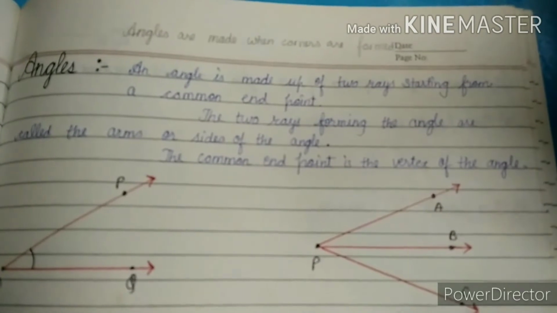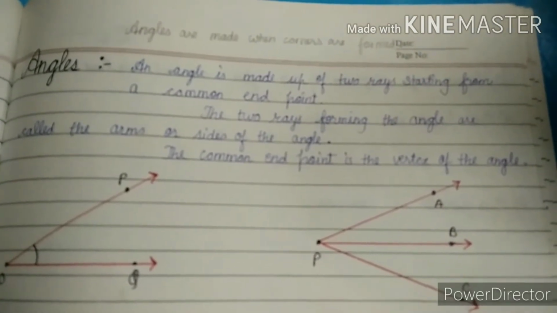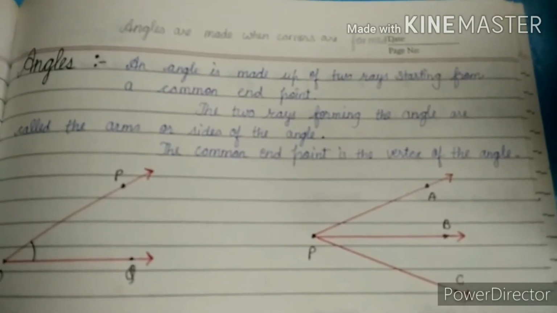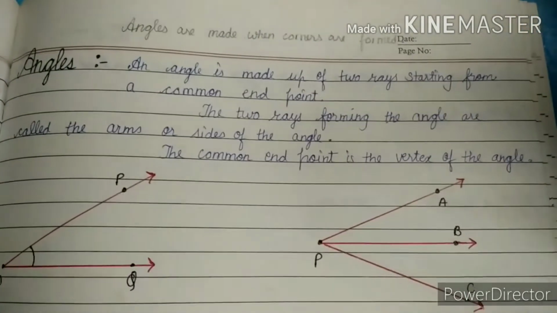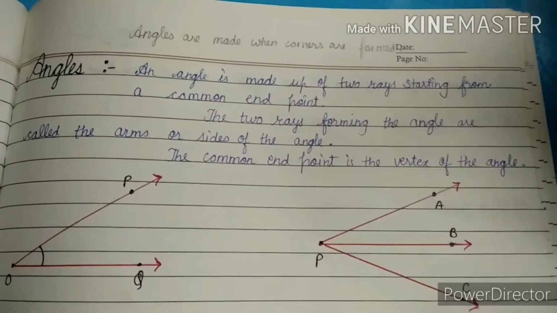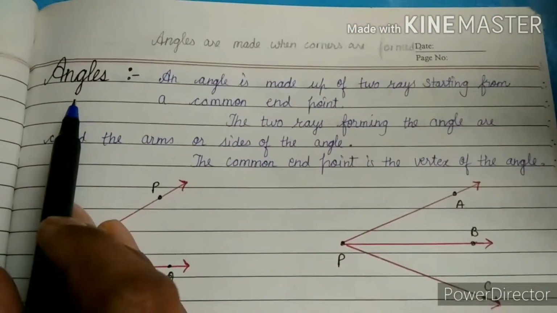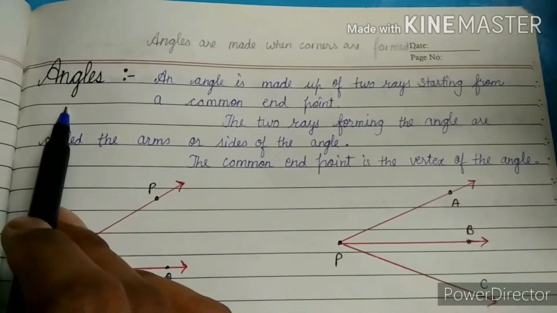In the previous video we had completed till exercise 4.2. So in this video we will start our exercise 4.3. Exercise 4.3 is completely based on the topic angles. So firstly we will discuss the topic angles. What is the meaning of angles?